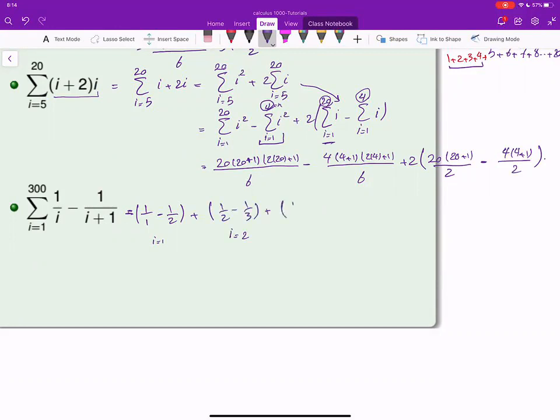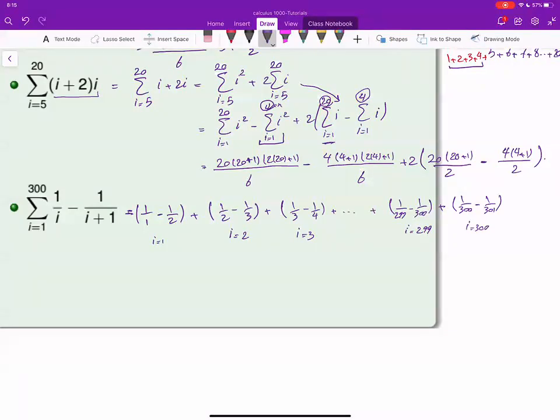If i is 3, and this will continue up to when i is 300. Let me write one more term: when i is 299, it is 1 over 299 minus 1 over 300, plus when i is 300, it is 1 over 300 minus 1 over 301.